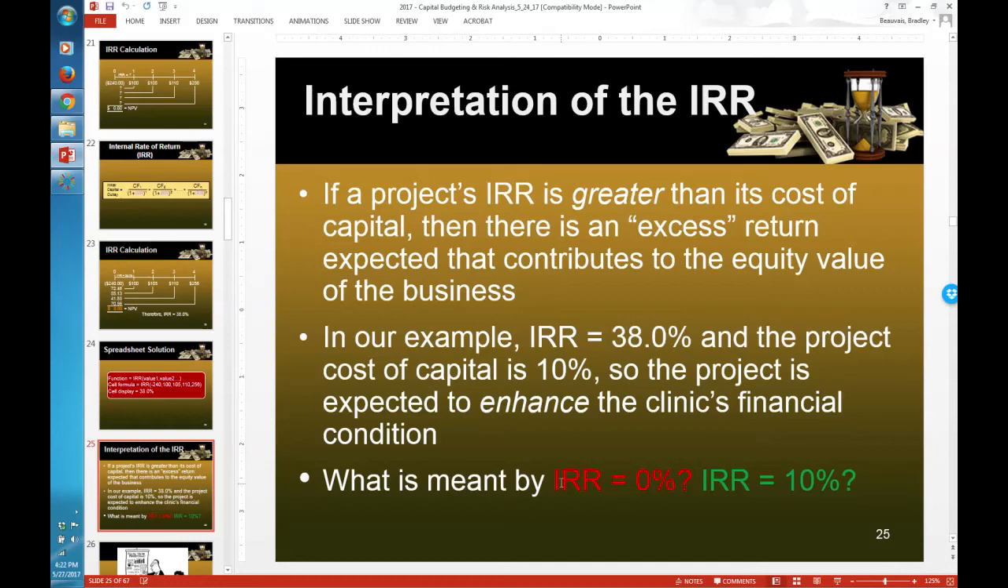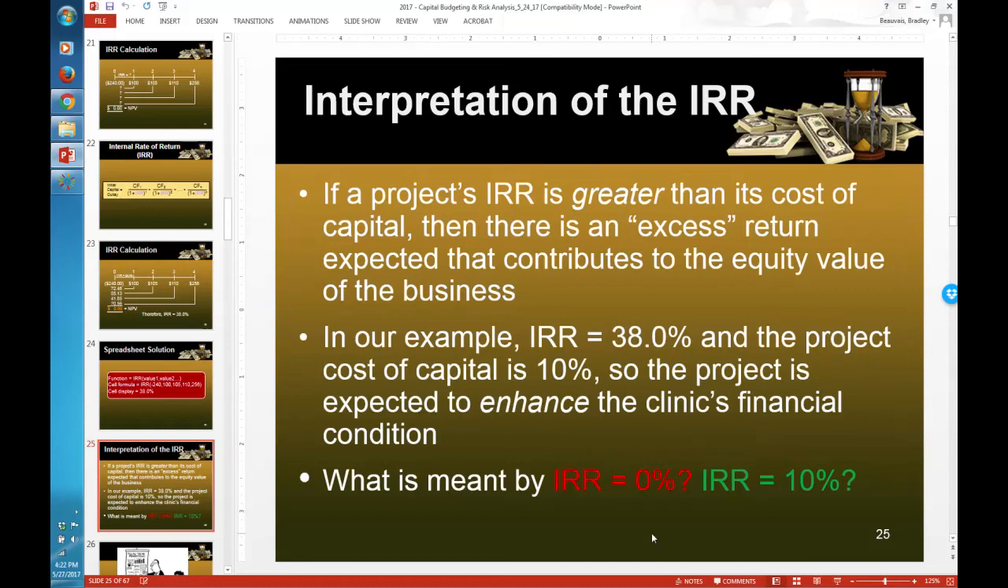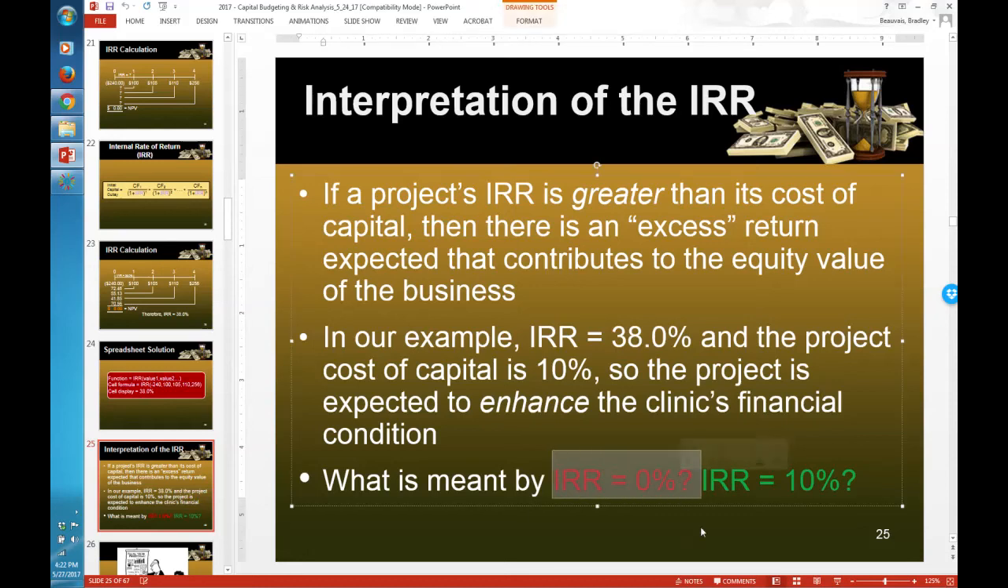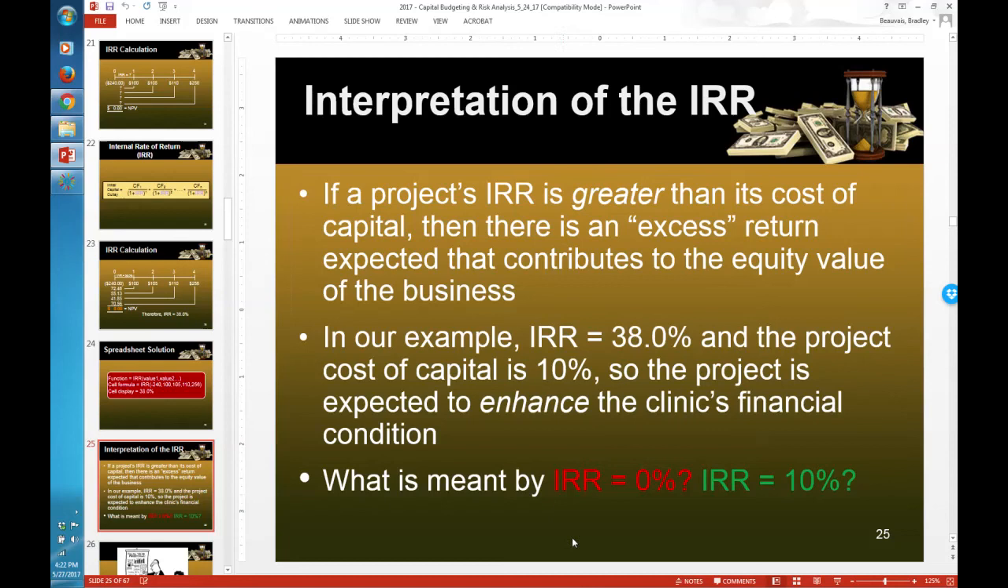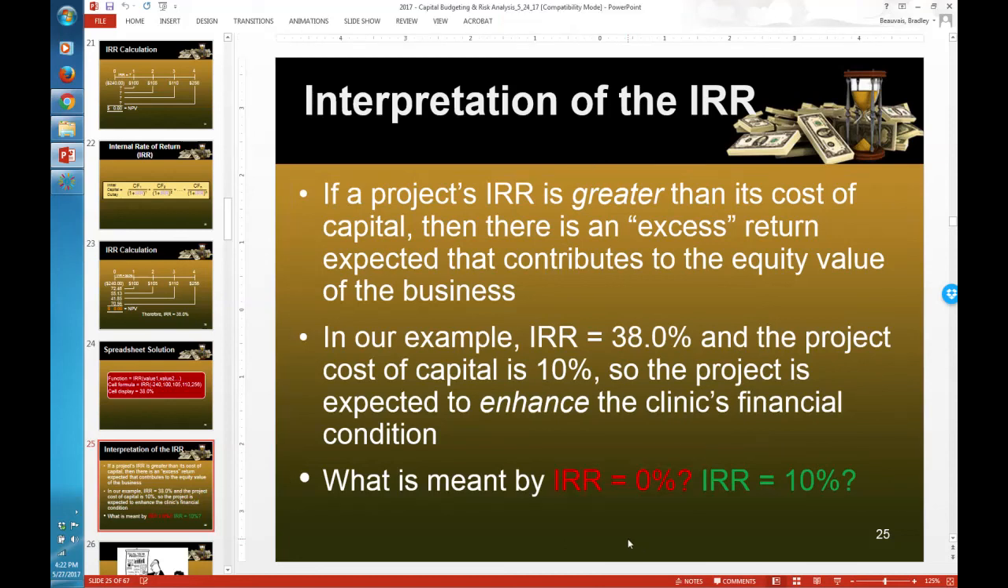So what does it mean when the internal rate of return is 0%? Don't get confused. This is not our break-even point. Our break-even point in terms of IRR is actually 10%, or what is equal to our cost of capital. So an IRR of 0 is actually telling us that we are losing 10% on the transaction if it were to come out that way.